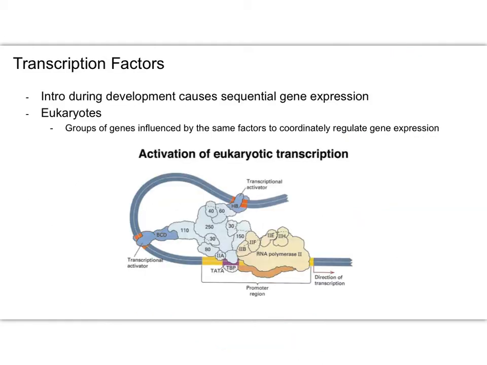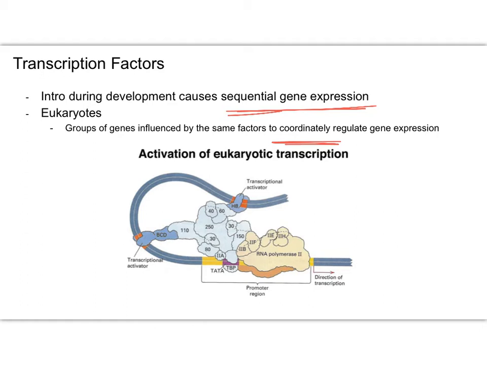So transcription factors are going to be playing a major role here with gene expression. And so as these transcription factors are introduced during development, this is going to cause sequential gene expression, meaning I turn on this gene, then this one, then this one, then this one, then this one. That is what's going to help these cells specialize and differentiate. So in eukaryotes, we're going to have groups of genes that can be influenced by the same transcription factors. And that's going to be important because it's going to help us coordinate and regulate the gene expression there.